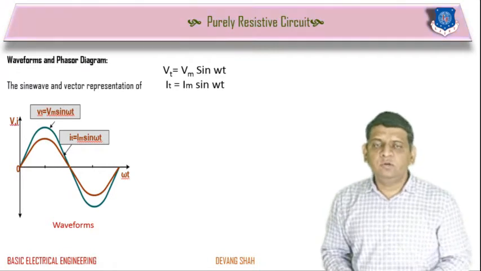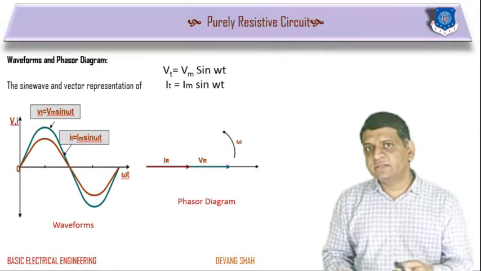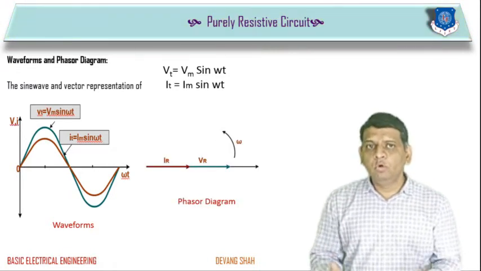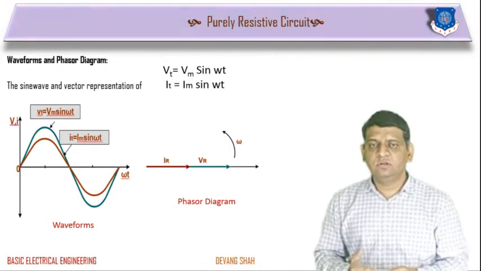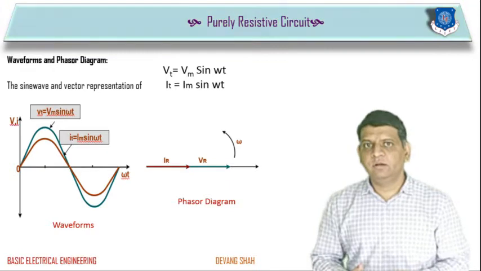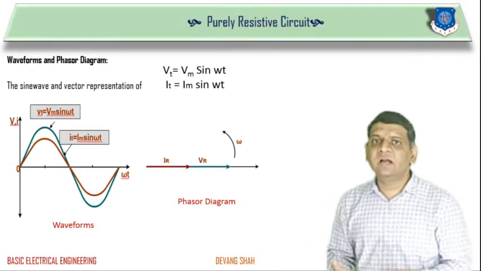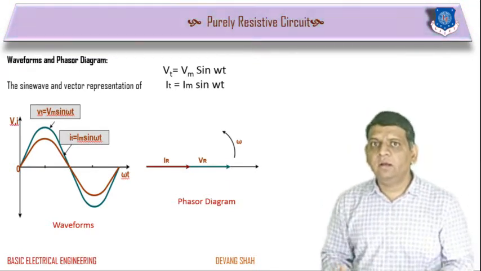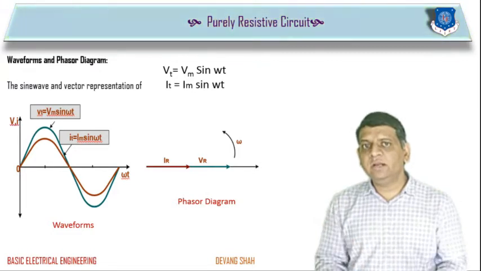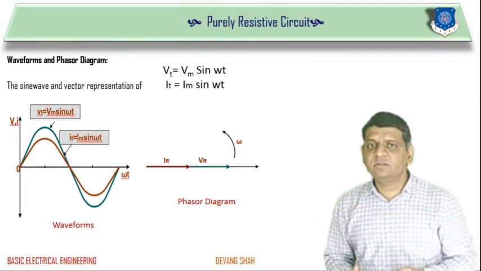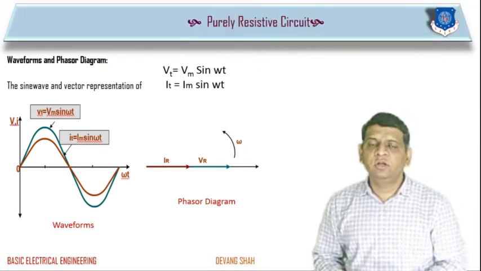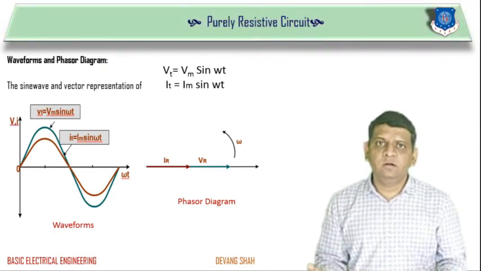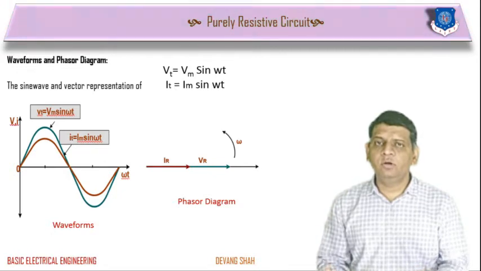From the phasor diagram, both the vectors of current and voltage start at angle 0, and both rotate in the anti-clockwise direction. So this is a simple phasor diagram, or phasor representation, of voltage and current for a purely resistive circuit.